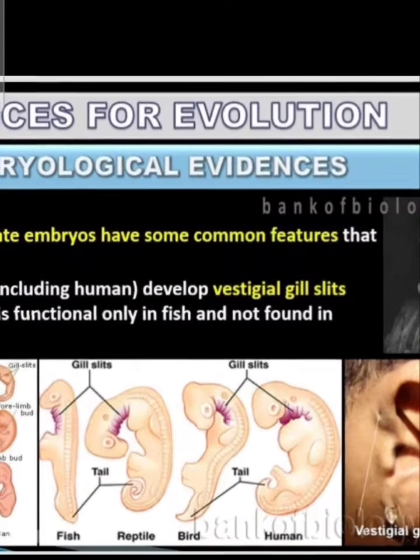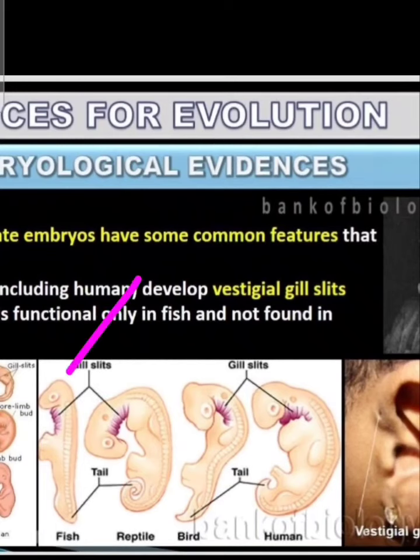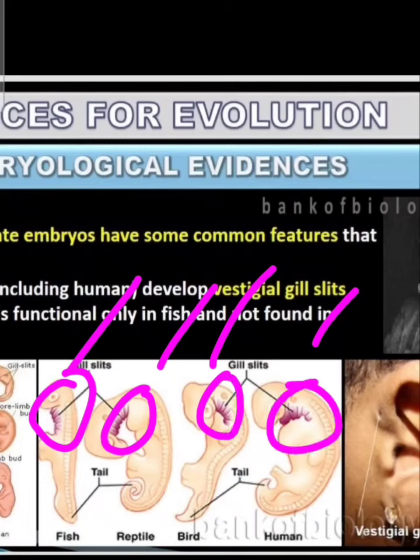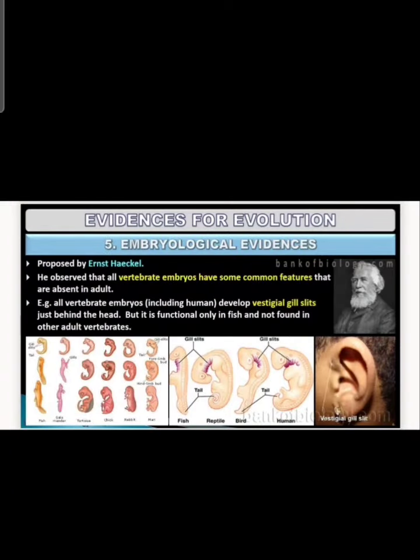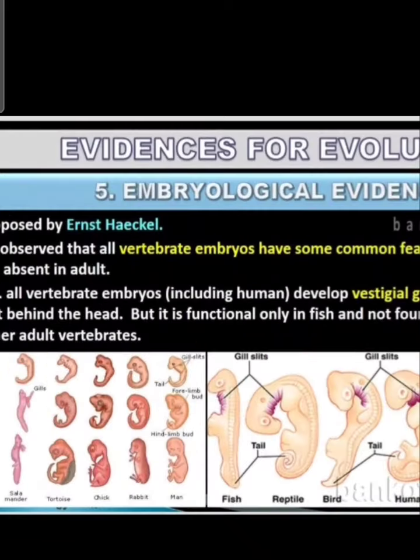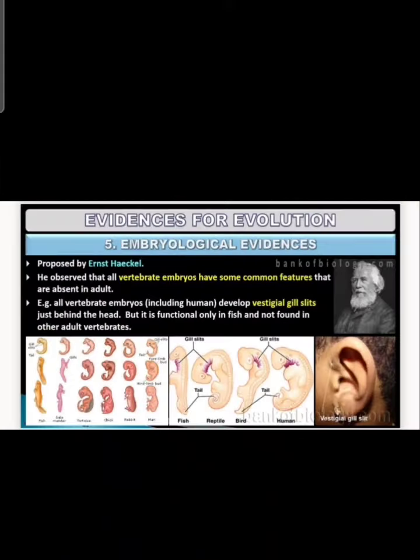As you can see, these are embryos: this is of fish, this is of reptile, this is of bird, and this is of human. Obviously all of them look very similar, and the gill slits are present in all of them. He says it is called vestigial because it is not working in adults, but it is present in the embryonic stage. He says that by studying embryos we can also study how we have evolved. It is seen in the embryonic stage, but not in the adult stage.